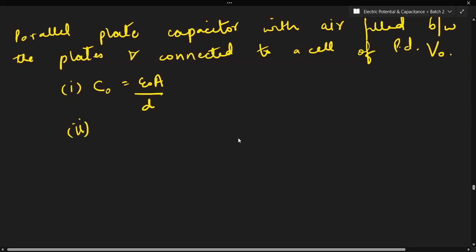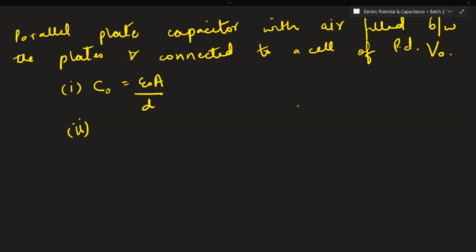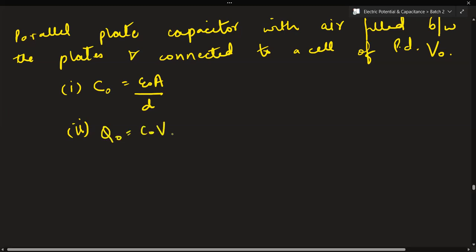Capacitance formula. Hiba, you tell us what is the formula of capacitance? When we had started with capacitance, we had seen a formula, no? What is that formula of capacitance? Q by V, correct. So Q will directly be C naught V naught, because capacitance is Q by V, so charge will be C naught V naught.